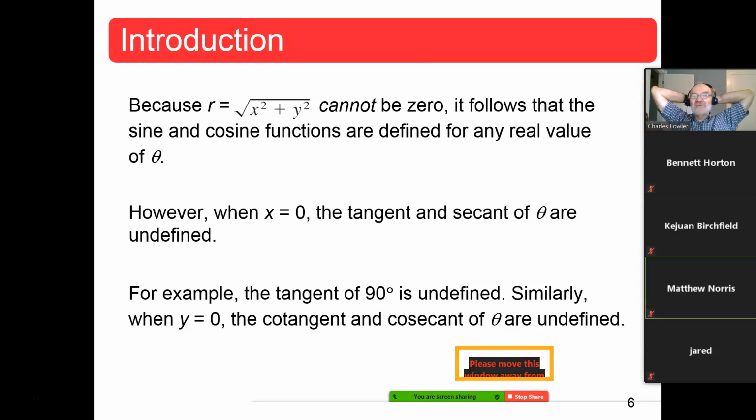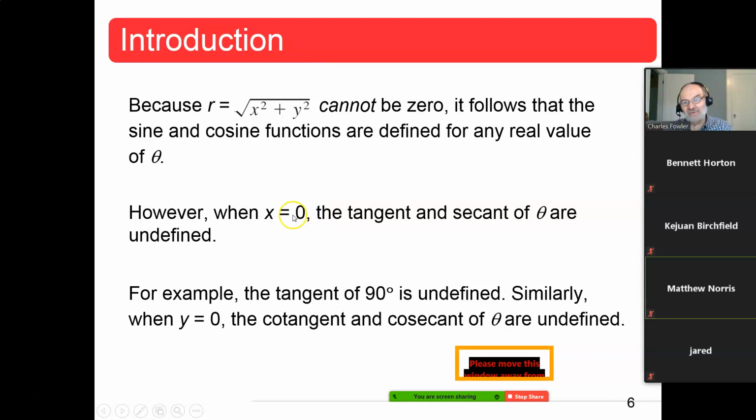It follows that the sine and cosine functions are defined for all real numbers. No limits there, because the sine is y over r, the cosine is x over r. Never is your denominator 0. So they're defined for all real numbers.